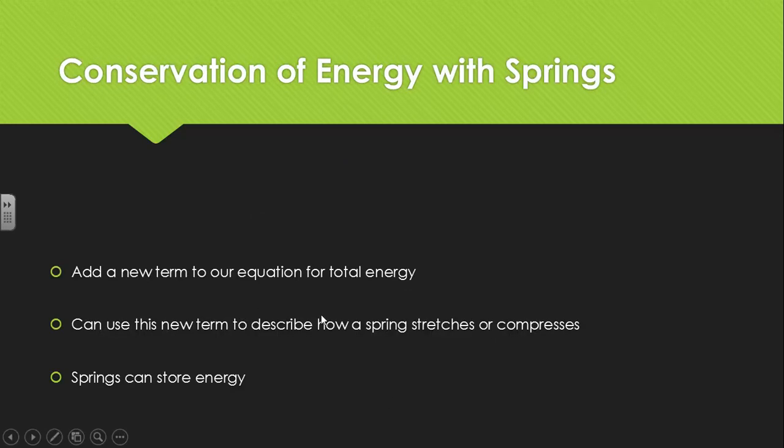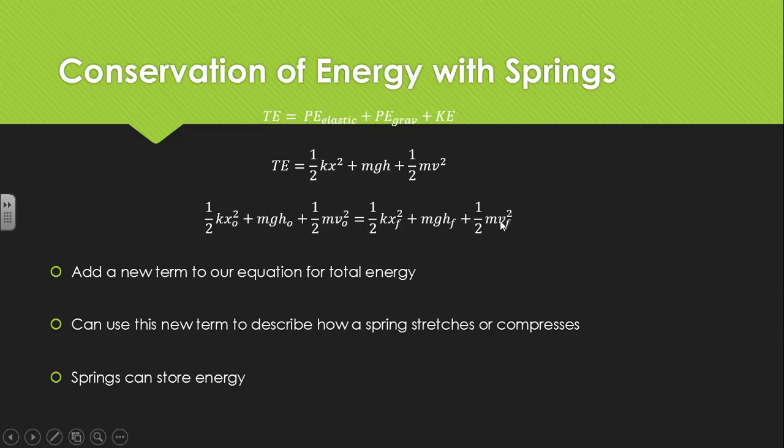So what this allows us to do is add a new term to our equation for total energy. Total energy, originally when we talked about energy, was defined as gravitational potential energy plus kinetic energy. This allows us to add a second term of potential energy called elastic or spring potential energy. So I can define total energy of a system as 1/2 kx squared plus mgh plus 1/2 mv squared, which means I could write my conservation of energy equation this way: 1/2 kx initial squared plus mgh initial plus 1/2 mv initial squared equals 1/2 kx final squared plus mgh final plus 1/2 mv final squared.